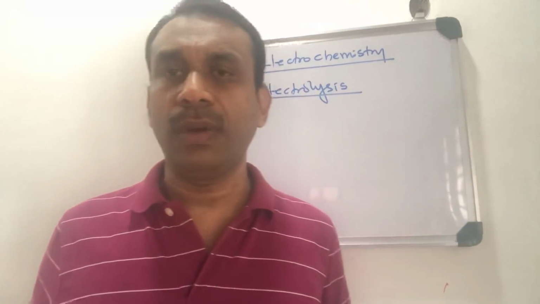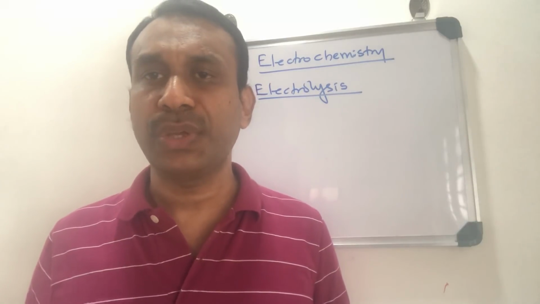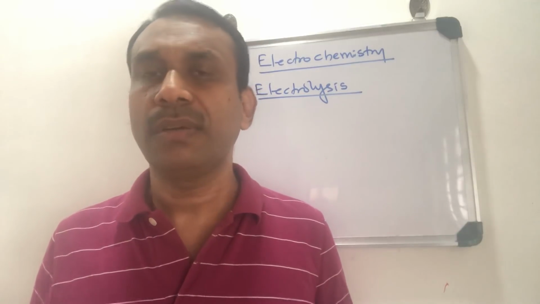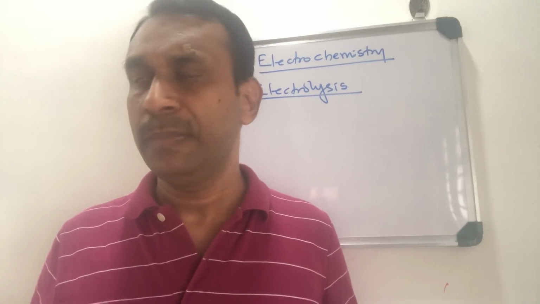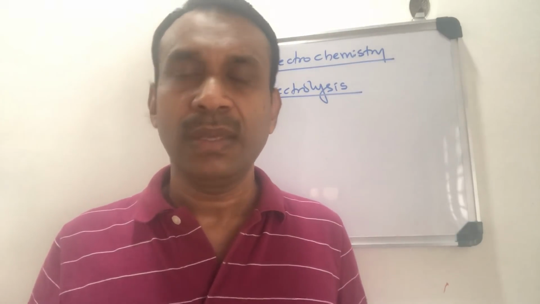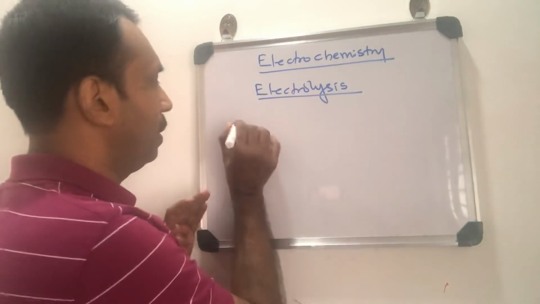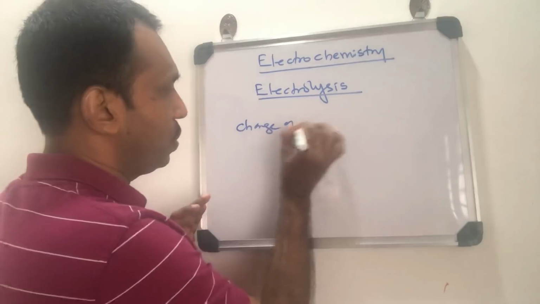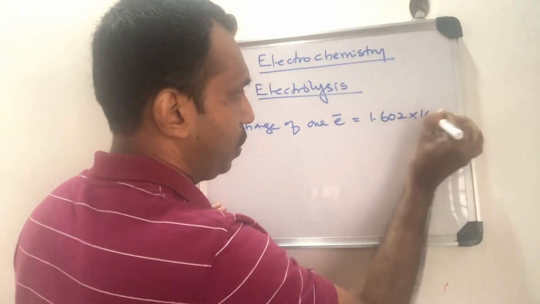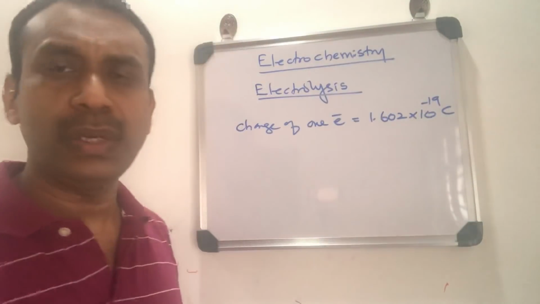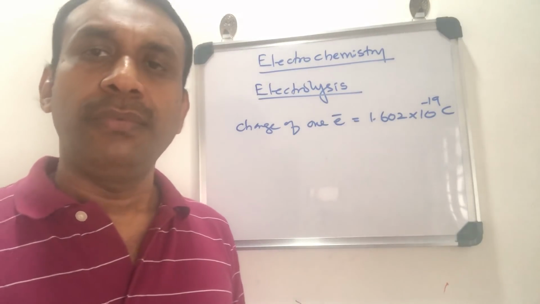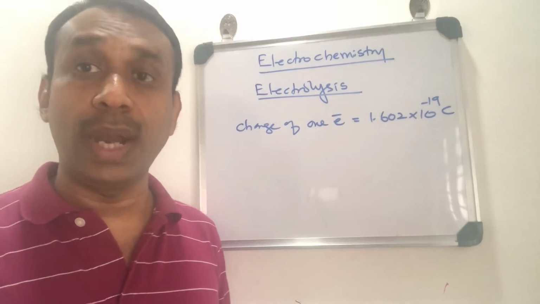We know electrolysis means decomposition of electrolytes by the passage of electricity. That is known as electrolysis. A very simple thing. Now, we have to study some quantitative aspects of electrolysis. For that purpose, you remember the charge of one electron, 1.602 × 10^-19 coulomb. That is the charge of one electron. By using this, we have to calculate the charge of 1 mole of electrons.